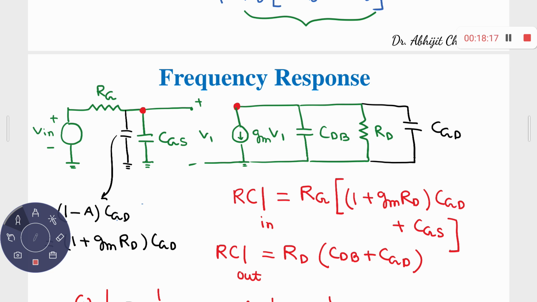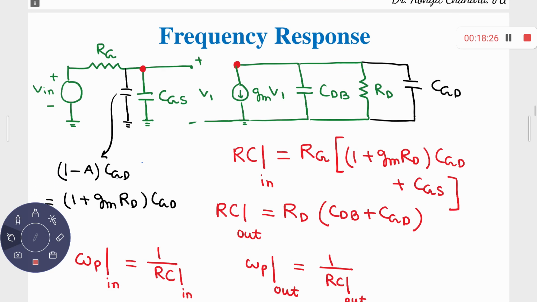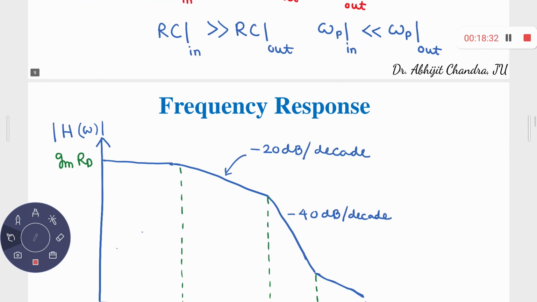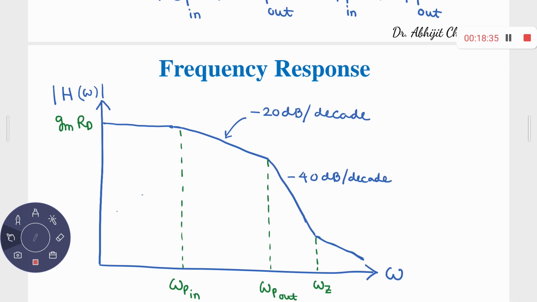Therefore, whenever you increase the frequency from 0, you reach omega p in first, compared to omega p out. Once you reach omega p in, then you have a 20 dB fall per decade, right? And then you reach another pole, that is omega p out. First you reach omega p in, and then omega p out is larger as compared to omega p in.